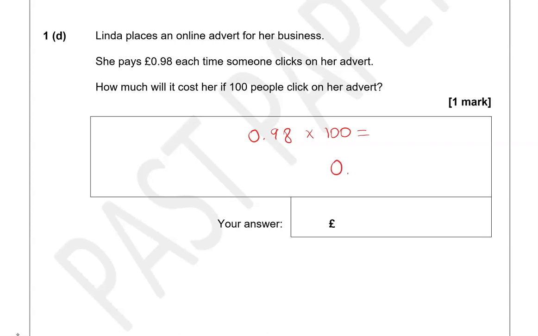So we've got 0.98, and as we're going to multiply it by 100, this is going to get 100 times larger. So the answer is not going to be 0 point something. It's going to be much bigger than that. So that means we're going to move the decimal point to the right. How many places do we move that? That's 1, 2 places. So that means we get 98 as the answer. So 98 pounds.